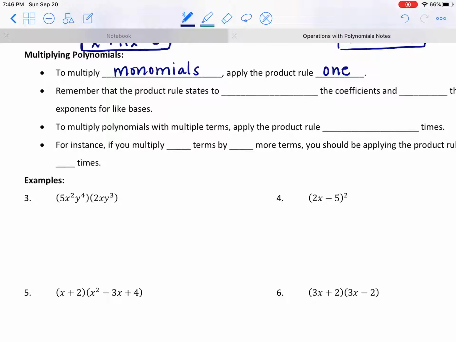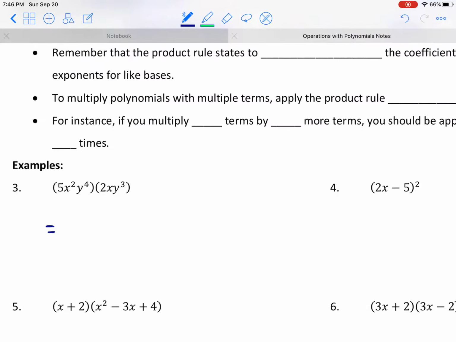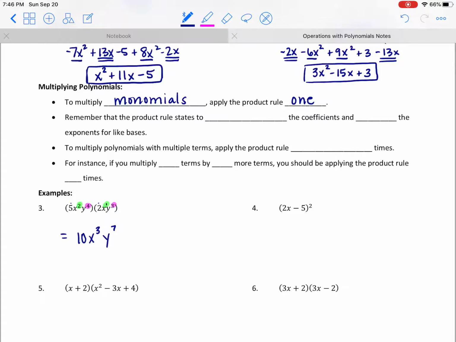So we apply the product rule a single time, just one time, where we multiply our coefficients. So the 5 times the 2 makes 10. And then we add the exponents for the like bases. So if I have 2 x's here, and then I have 1 x here, then the 2 and the 1 are going to give me 3 of those all together, so x to the third. And then we have y to the, let's see, I've got 4 here and 3 here, so that's y to the 7th power altogether. Okay, so we saw that in our previous topic, where the product rule that we apply one time says to multiply our coefficients and add our exponents.